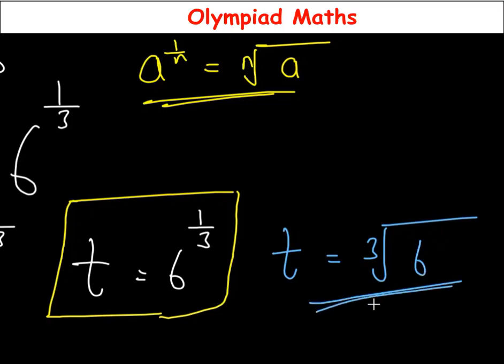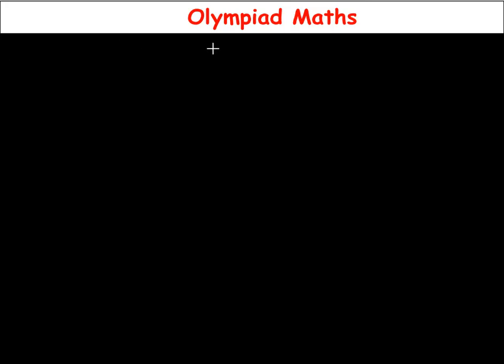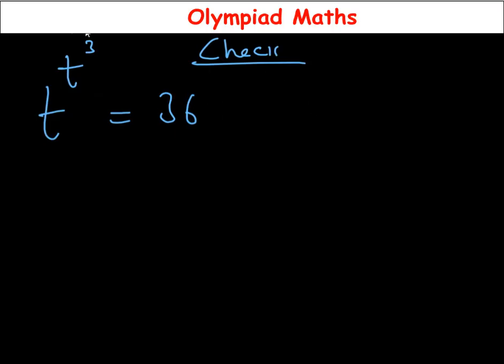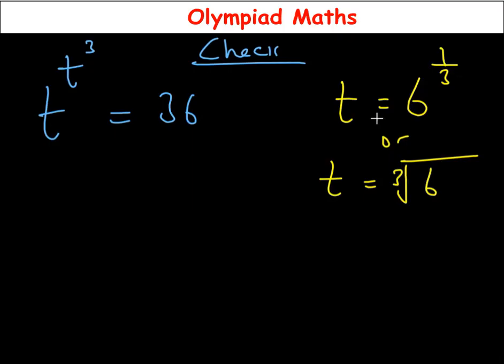Okay, good. Now we've gotten the value of t, but let's confirm if the value of t that we've gotten is the correct value that will satisfy the given equation. So let us check and confirm that. The equation is t raised to power 3 is equal to 36, and we got the value of t to be equal to 6 raised to power 1 over 3, or the cube root of 6. So inputting the value of t into this, let's check whether we will get 36 as the answer.